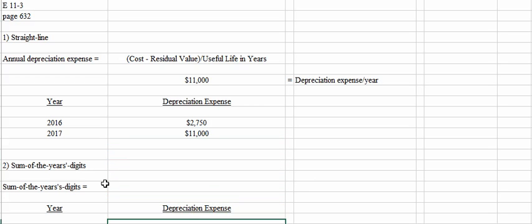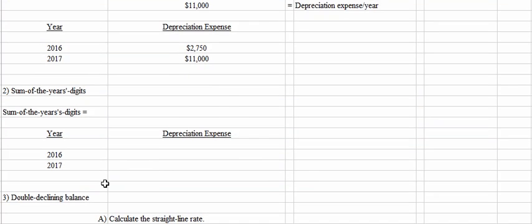Okay, for sum of the year's digits, I think you're starting to see how this one's going to be different. We're just dealing with a partial year in 2016. All right, first, to get the denominator for our depreciation rate, you have to add up the years in the asset's useful life. So you say year 1 plus year 2 plus year 3 plus year 4 plus year 5 plus 6 plus 7 plus 8 plus 9 plus year 10. And you get 55.